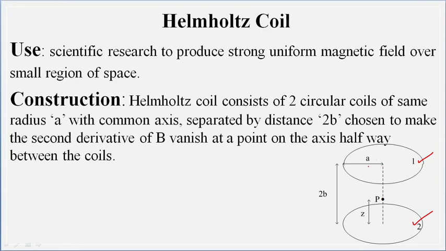So here we have two coils. The radius is A here, this also radius A, and in the Helmholtz coil it is separated by distance 2b. Now what is the 2b? We will see that afterwards. And see here, suppose in the upper coil current flows in a clockwise direction, then in this lower coil also the current will flow in the same sense, both clockwise or both anti-clockwise.